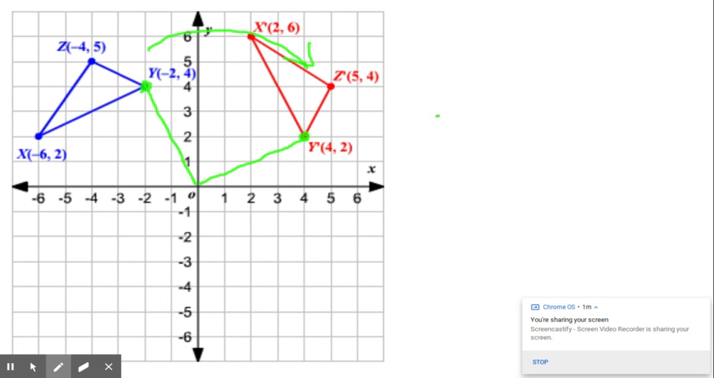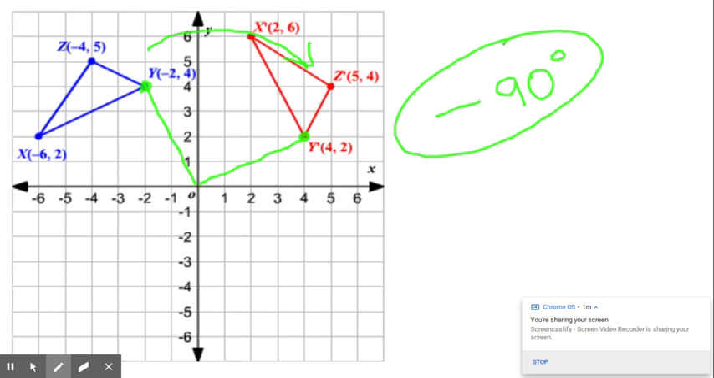That is clockwise, so that means my answer is going to be negative, and now it's up to me to determine what that angle of rotation is. To me, that looks like it's about 90 degrees, so my official answer, without having multiple choice in front of me, would be negative 90 degrees. I went this direction, and I can see that my angle looks like it's approximately, if not exactly, a 90-degree angle.